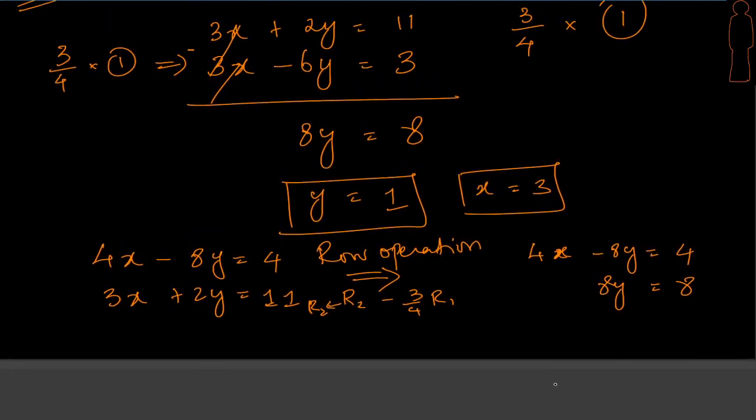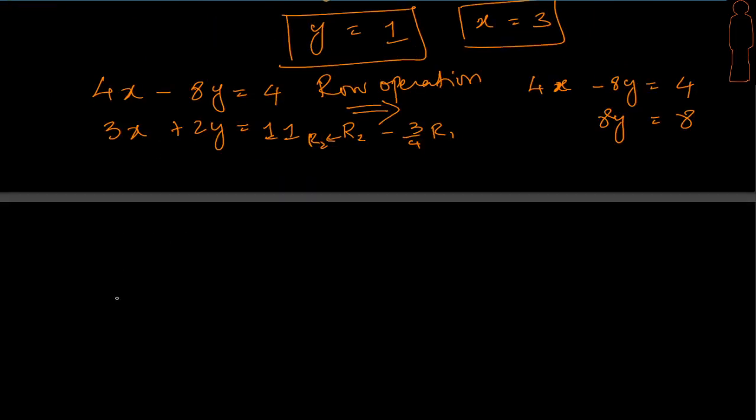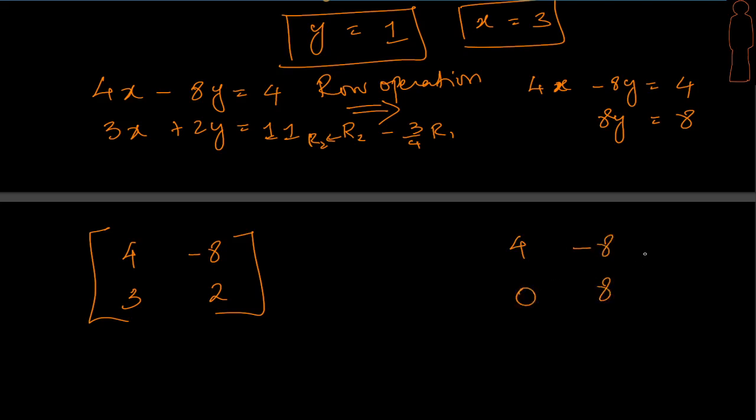Let's try and look at it in the matrix form. So let's look at this equation and let me try and write this down in a matrix form. So we'll get here a 4, a minus 8, 3 and 2, right? This would have been our coefficient matrix. Let's try and look at the coefficient matrix here. It is 4 and minus 8, 0 and an 8, right?